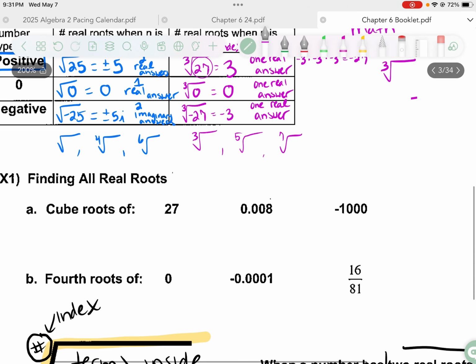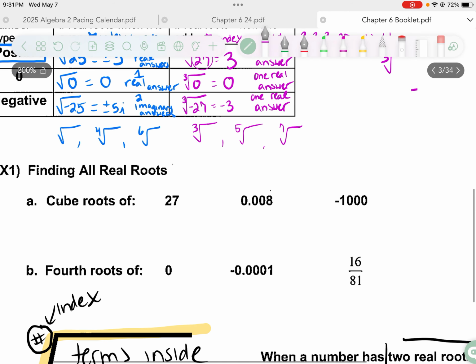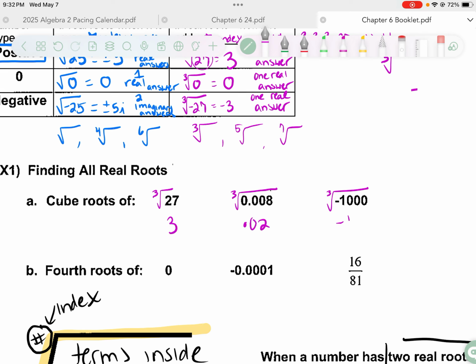Okay, so let's go down and just do some practice with the calculator. Go ahead, take a minute here. Find the cube root of 27, 0.008, and then 1,000. You should get 3, 0.2, and 10.